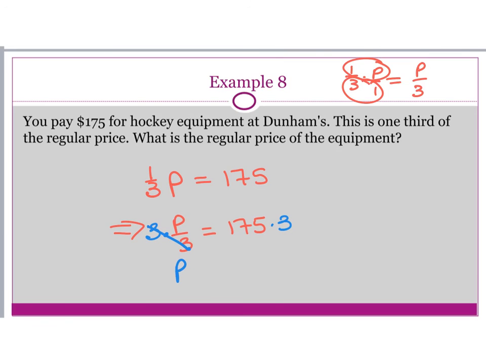And that's going to leave me with P equals 175 times 3 is going to be $525. So the original price of the equipment was $525.